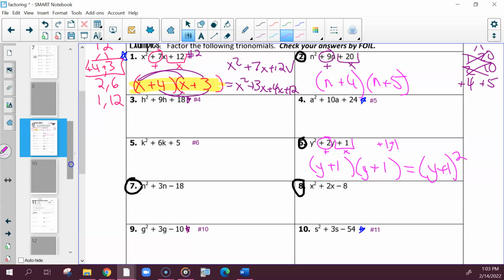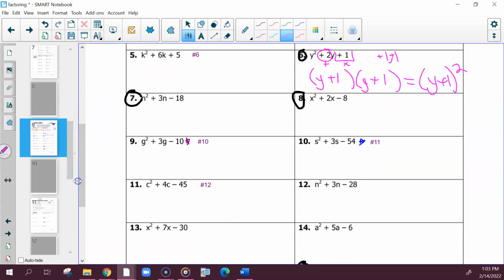Okay. So all of those examples, we had a positive and then a positive, so both of our factors were positive. Now we're going to deal with some examples where that is not the case. So starting with number 7. With number 7, we now have a positive and a negative, so that's going to affect our factors when we write them.